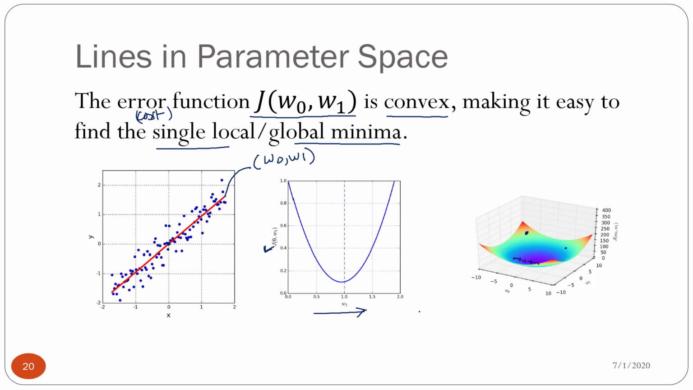If I make a plot like this, this is not convex. Why? Because you have one minima here, second here, third here, fourth here. So these are all local minima. We may have a global minima right here, but you have some local minima as well.